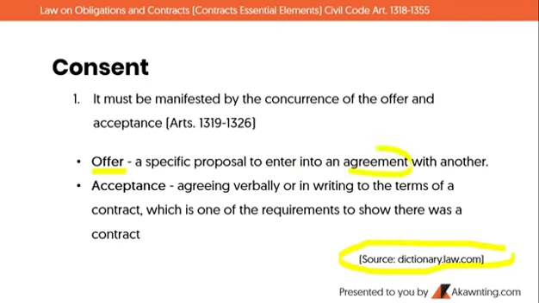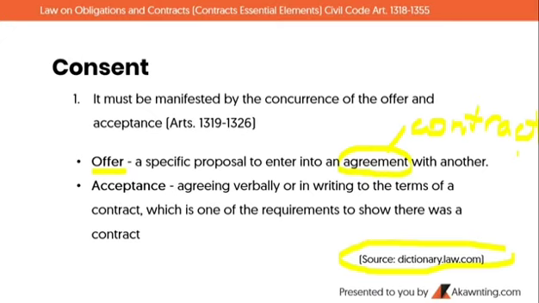So, when we refer to the word agreement, we are referring to a contract. Okay? We are referring to a contract. So, basically, an offer is a proposal initiated by one party to another to enter into a contract. Okay? So, ganun lang po kasimple yun.